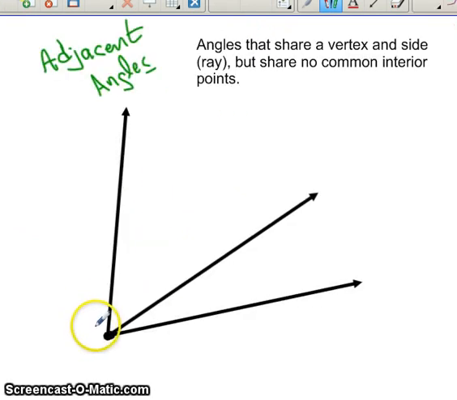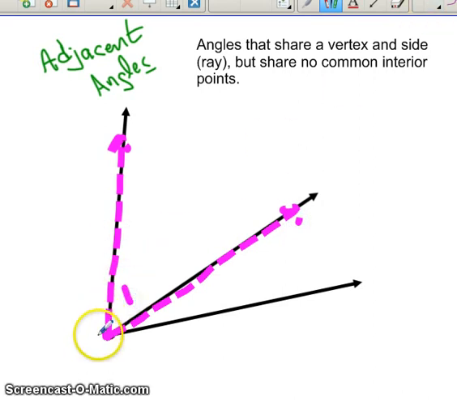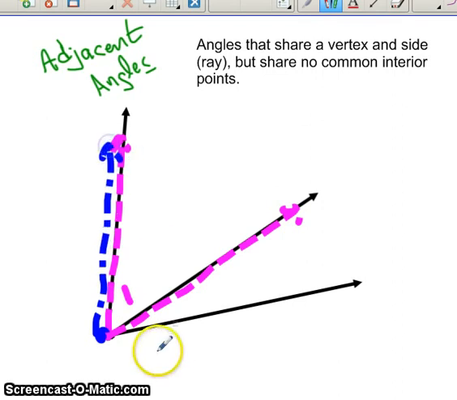So for this part of the example, I want you to focus on this vertex and this ray right here. So let's focus on the first angle. We'll call that angle 1. Now I'm going to use the same vertex and this same ray to draw a second angle over here. Notice that the smaller angle, the pink angle, is inside the mouth of the blue angle.